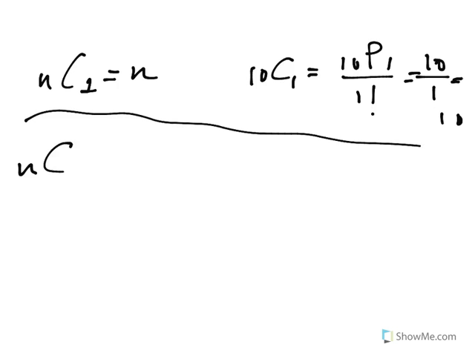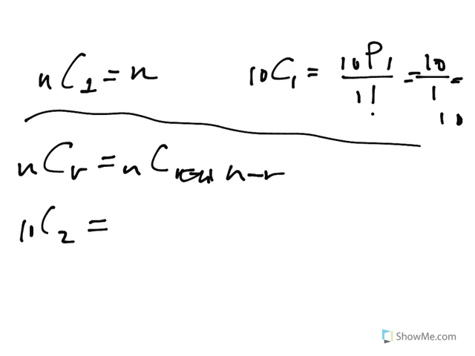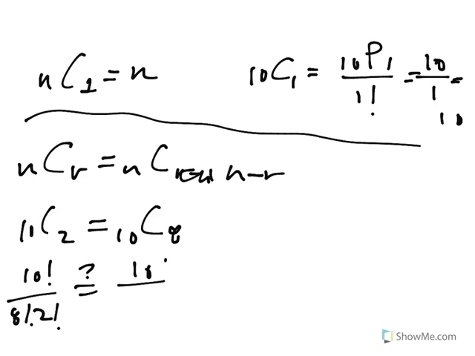And here's one that's not as obvious. nCr is always equal to nC(n minus r). In other words, 10C2 should be equal to 10C8. A good way to see why that is to run them both through the formula, and one would turn into that, and the other one turns into 2, 8. In other words, these two things are the same, so they are equal to each other.